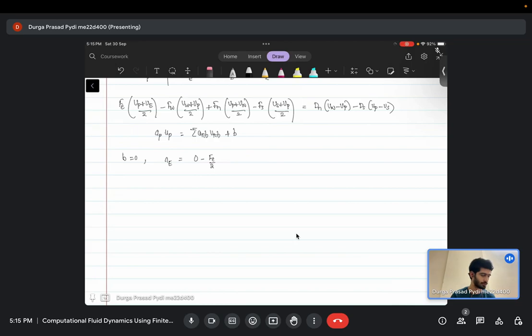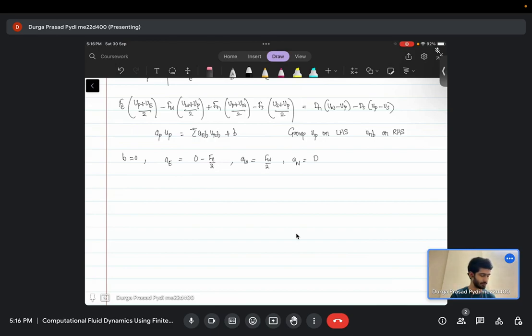So essentially what I am trying to do is take all the u terms towards the LHS and then all other terms to the RHS. So group u on the LHS, and b on the RHS. So that will essentially give me A east to be minus Fe by 2, A west will be Fw by 2, A north, I have both the diffusion as well as the convective one.